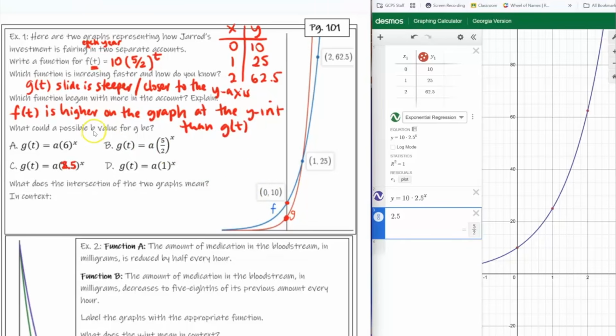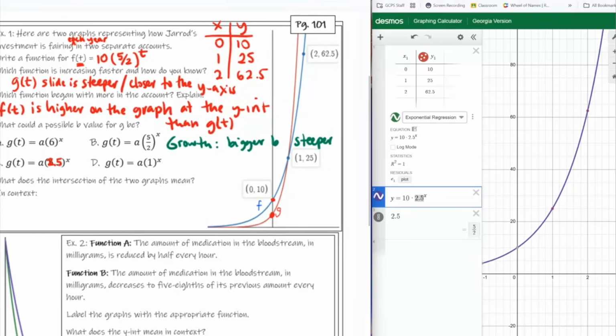What could be a possible b value for g? I know what the b value is for f. What could g possibly be? If I know f is less steep or further away from the y-axis, this one needs to be more steep. Because it's growth, I know that the bigger the number, the steeper the graph. So g has to have a bigger b value than f. Remember, as a reminder from the previous video, if I'm looking at growth, which I am, the bigger b is, the steeper the graph.